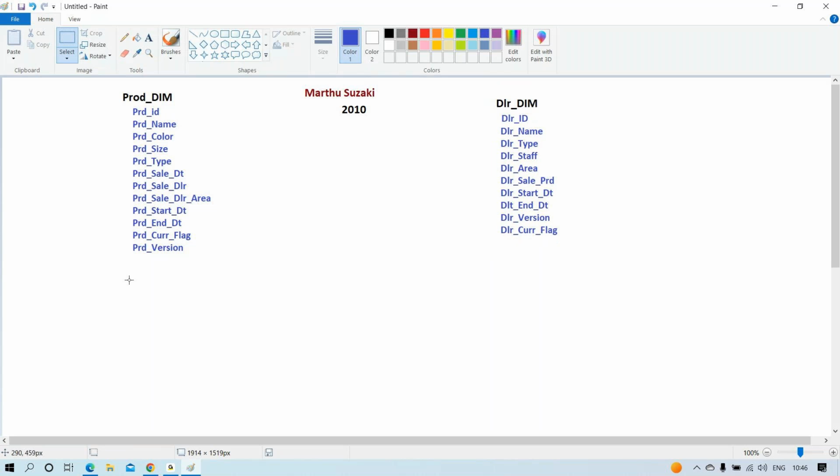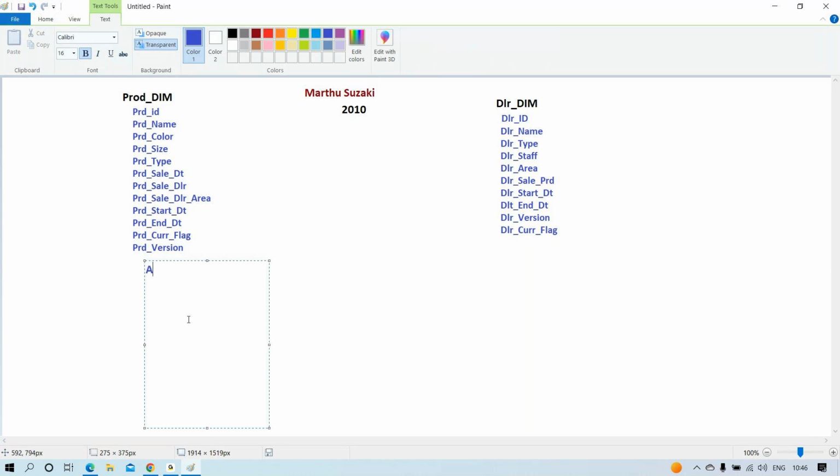Next. So the business of the dealers are from different areas. So area dimension also I can have. So area wise, I have area ID, I have area name, area type. So what is area type? Rural or like anything, and any problem.